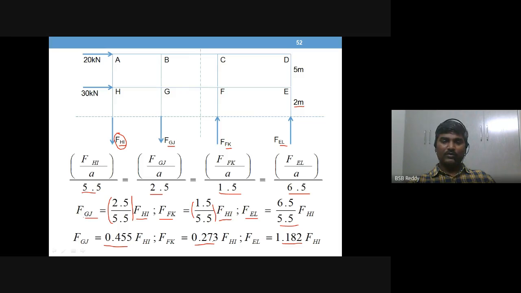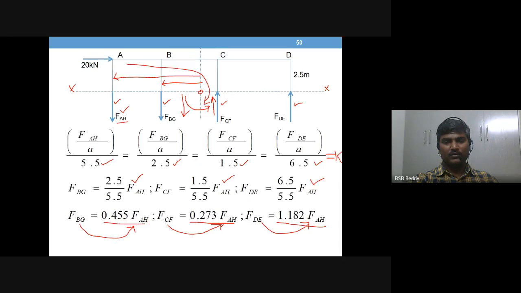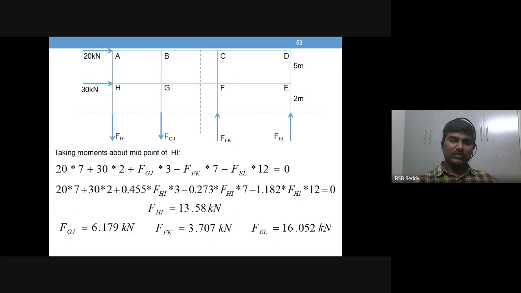0.455 and 0.273. Nothing has changed. I'll show you the same values earlier also. Okay, so here you see 0.455, 0.273, 1.182. The only change is the notations. So column notations have been changed. GJ to HI, FK to HI, and EL to HI we have related. That's it. Now what is the change then?